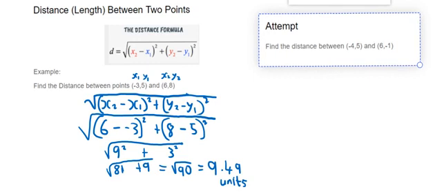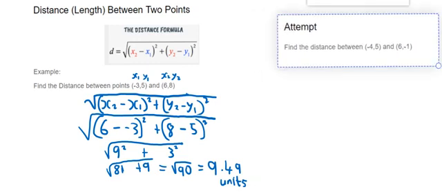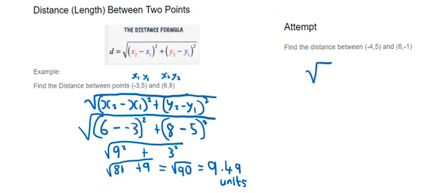Okay, so here's another question. If you want to attempt that one and then play on the video, I'll go through the answers. The first thing you're going to do anyway is write down the formula. So if you want to pause the video, try it, and then play it on and I'll go through the answer.